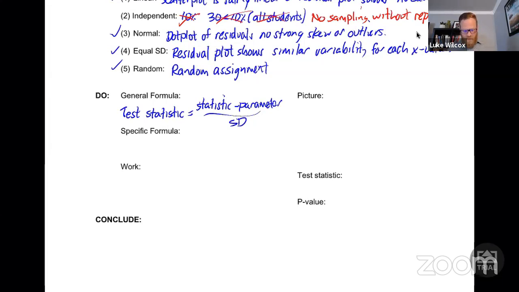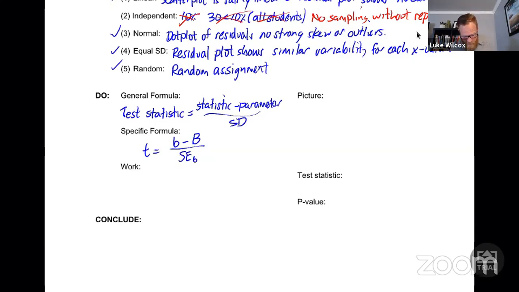So the specific formula here, all right, we know we're going to have a t-test statistic here because this is a t-test. And let's think about the correct notation here. The statistic is the sample slope. The parameter is the population slope. And then we want the standard deviation of the statistic, but in this case, we're going to have to use the standard error of the statistic, or the standard error of B.